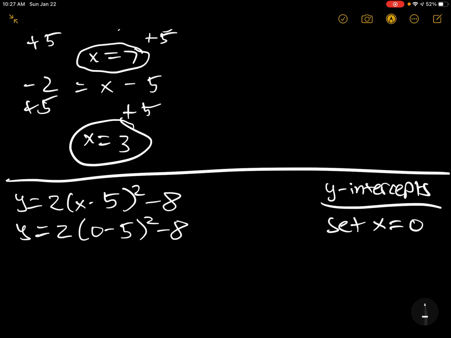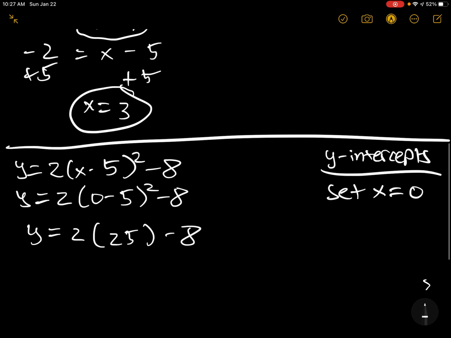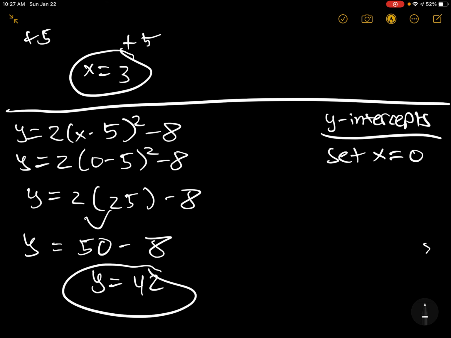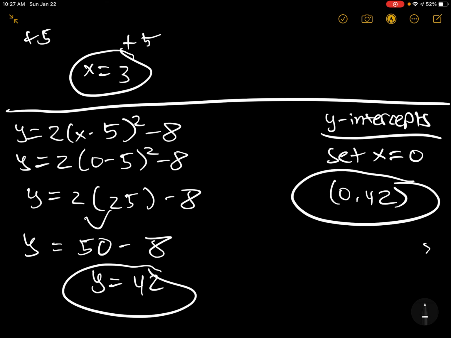Now from here, we just solve everything through and get our answer. So we're going to get y is equal to 2 times, this is going to end up being negative 5 squared, which is a positive 25, minus 8. This is going to get us 50, so y is equal to 50 minus 8, and we're going to get y to be equal to 42. And that's our y-intercept right here. So we can come over to the right side and rewrite that: (0, 42). And that's it for our y-intercept.